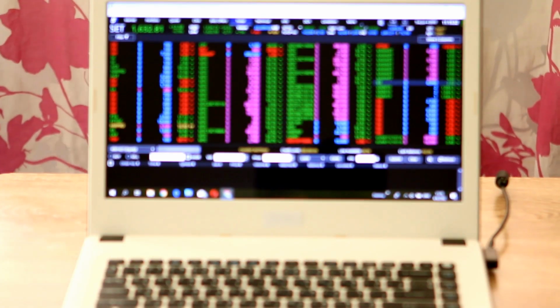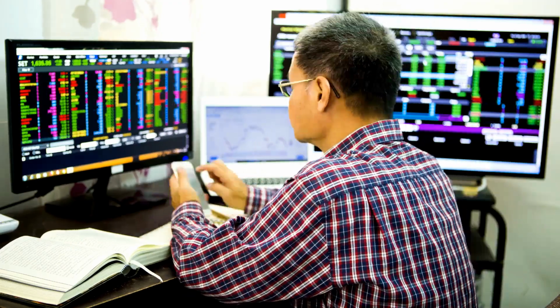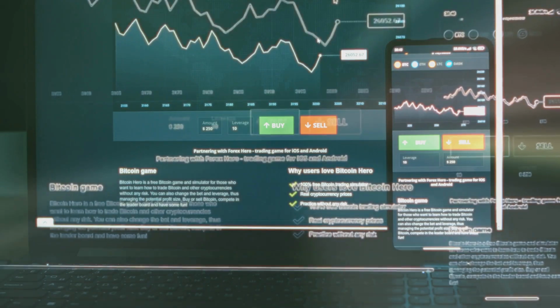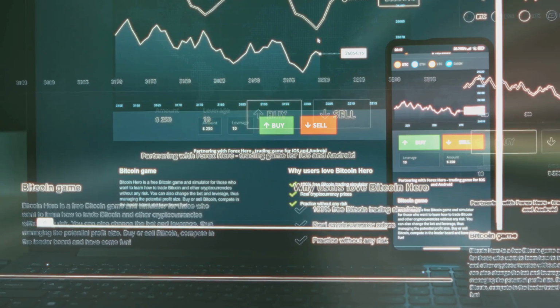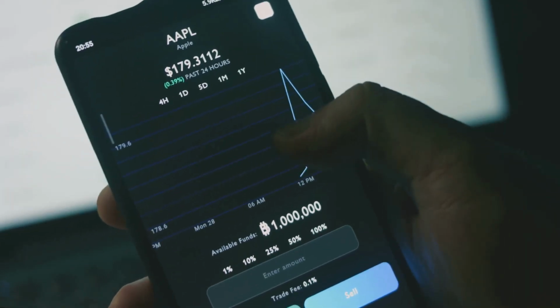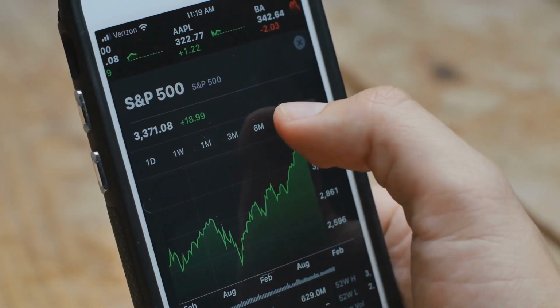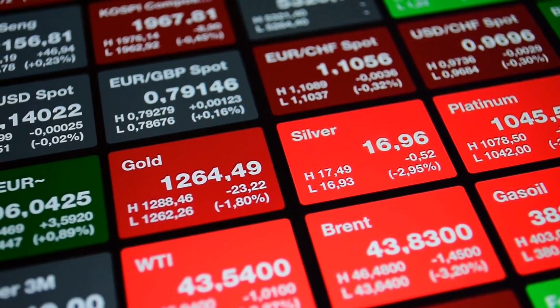Okay, you've got your brokerage account all set up. Now, let's break down the actual process of buying options. First things first, you need to select the underlying asset you want to trade options on. This could be anything from a stock like Apple or Tesla, to an index like the S&P 500, or even a commodity like gold or oil.